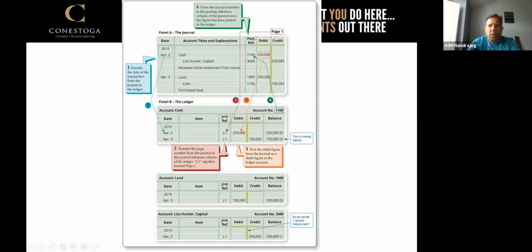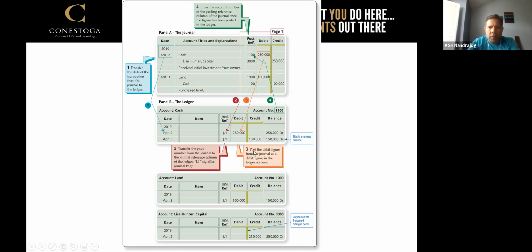Then the third step is post the figure, the debit figure, because this is the debit into the cash, so we would post the debit. So debit goes to debit. Whatever, if it was credit, we would go credit, but in this situation, it's a debit, so we'll go 250,000 debit. And then we would also record the balance. There was zero balance before that, so now we have 250,000 of debit balance.